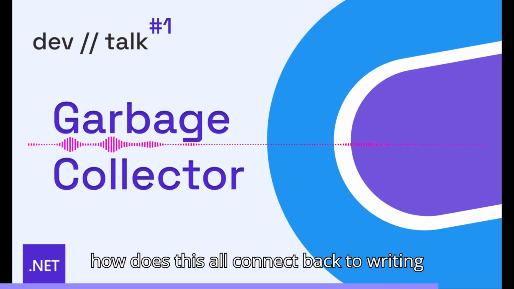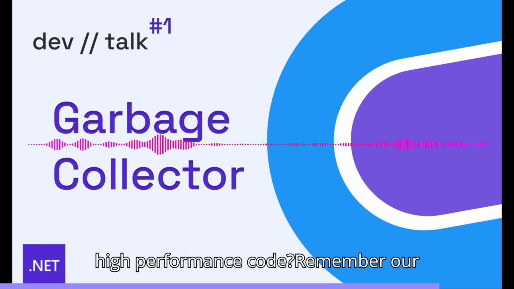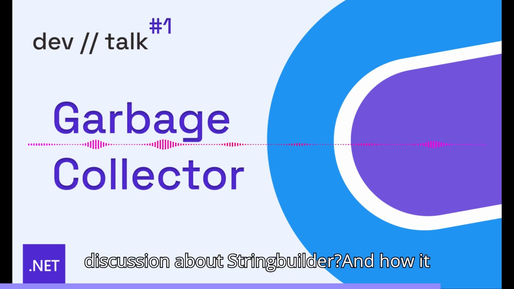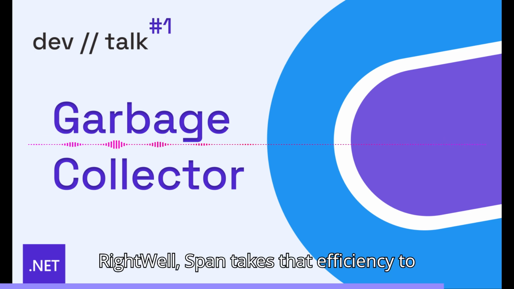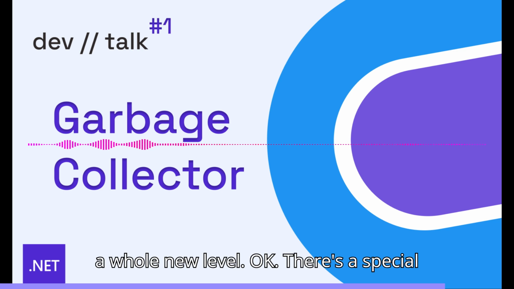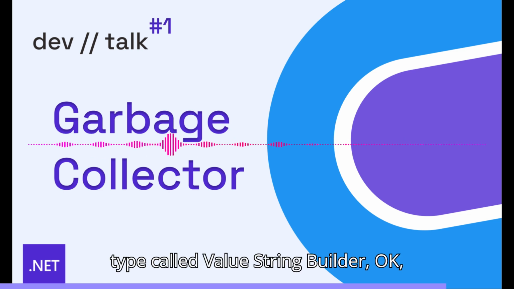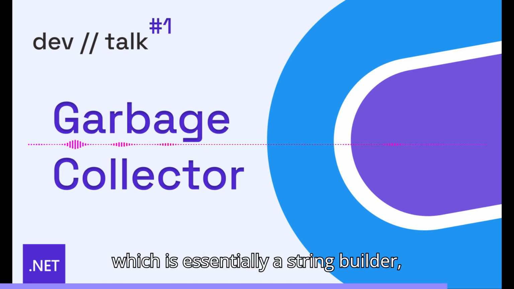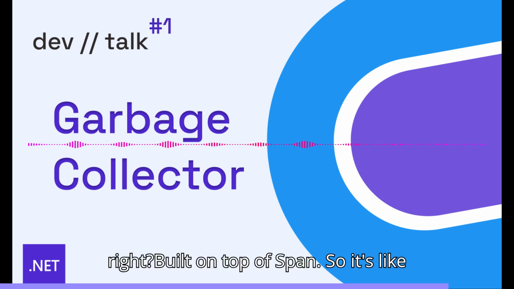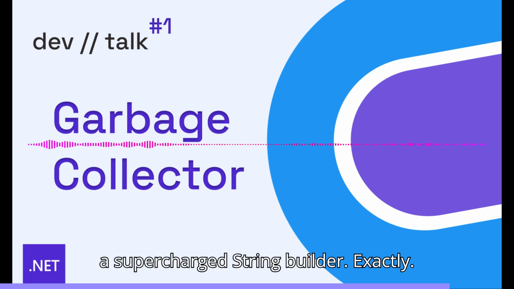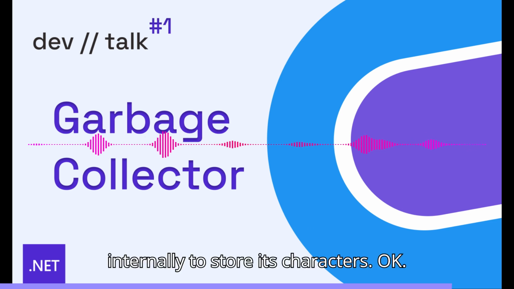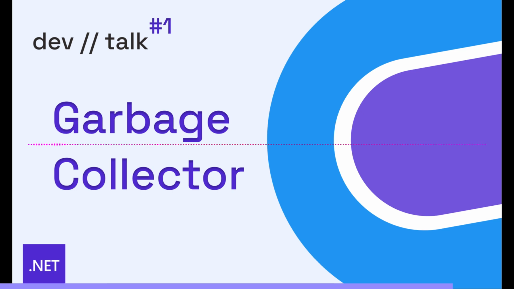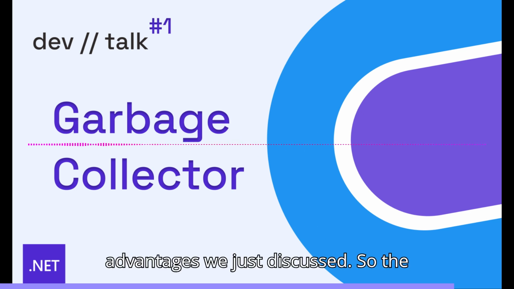So how does this all connect back to writing high-performance code? Remember our discussion about StringBuilder and how it uses a chunking mechanism? Yeah, it's like packing a suitcase efficiently, right? Well, Span takes that efficiency to a whole new level. There's a special type called ValueStringBuilder, which is essentially a string builder built on top of Span. So it's like a supercharged string builder. Exactly. ValueStringBuilder uses a span internally to store its characters, benefiting from all those performance advantages we just discussed.